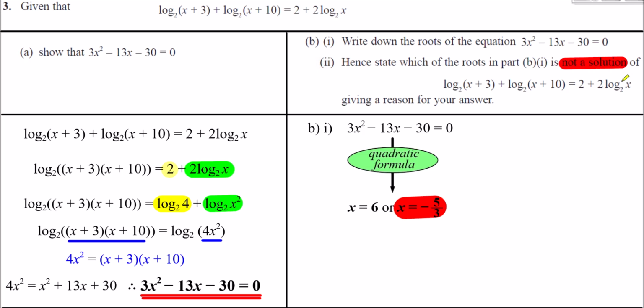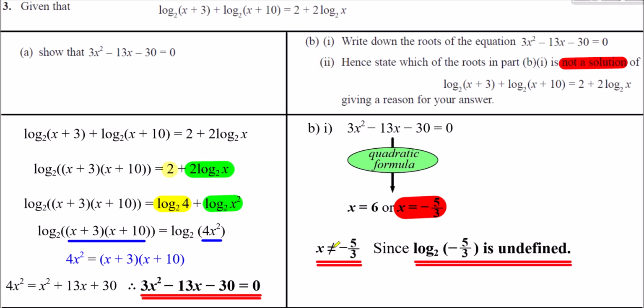Because if I tried, on this term here, doing log base 2 of minus 5/3, in fact, you try it yourselves if you don't believe me, you'll get a math error on your calculator. It's undefined. So that is the reason for the answer. So first thing to say, this is the non-solution. Second thing, the reason. So concluding, x is not going to be equal to minus 5 over 3. And the reason, it's since log base 2 of minus 5 over 3 is undefined.